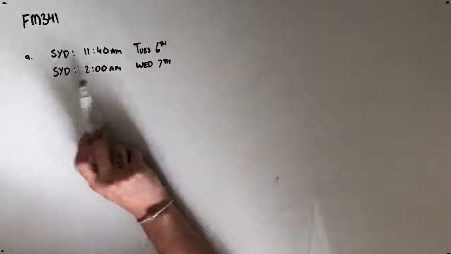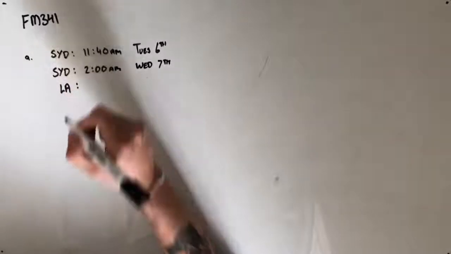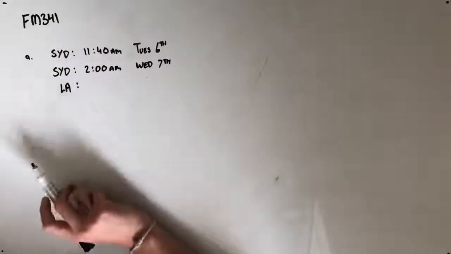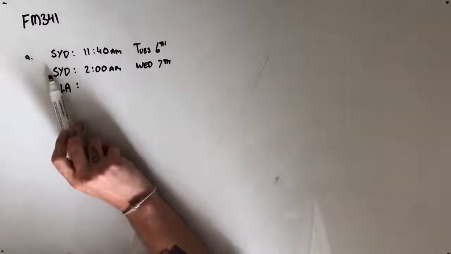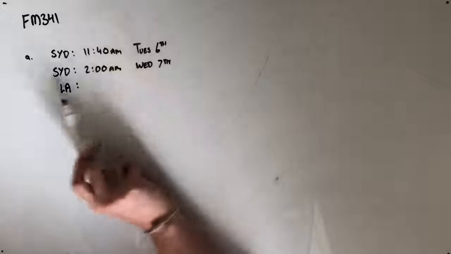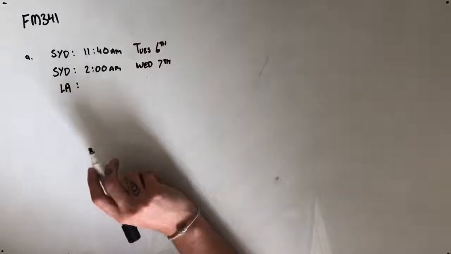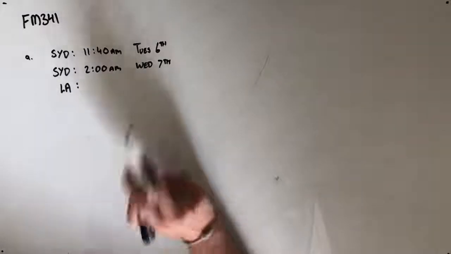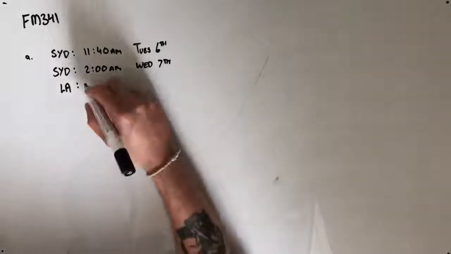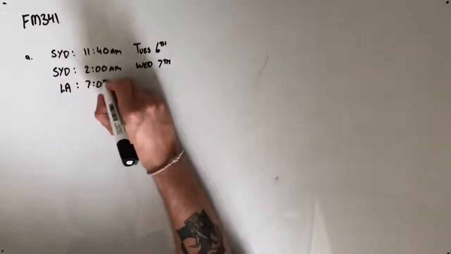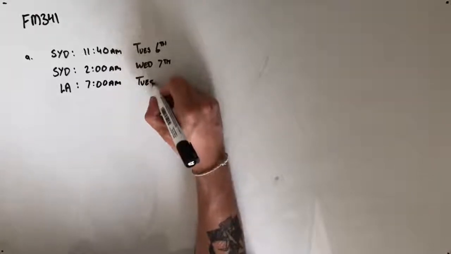Now, so that's what time it would be in Sydney. Now what we're going to do is take the LA time that we're actually going to land at in LA. So this would be the time in Sydney that we land in LA. So now we can convert it to the LA time. Now we've been told that LA is 19 hours behind Sydney time. Taking off 19 hours from 2 a.m., we should end up at 7 a.m. back on Tuesday the 6th.